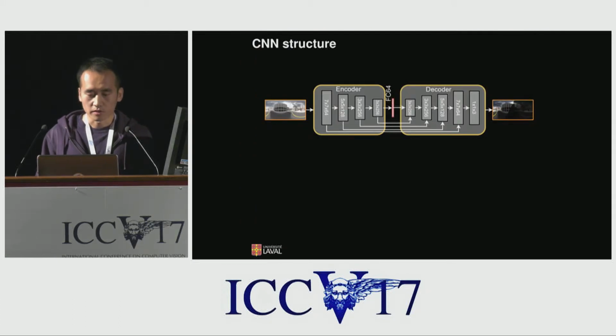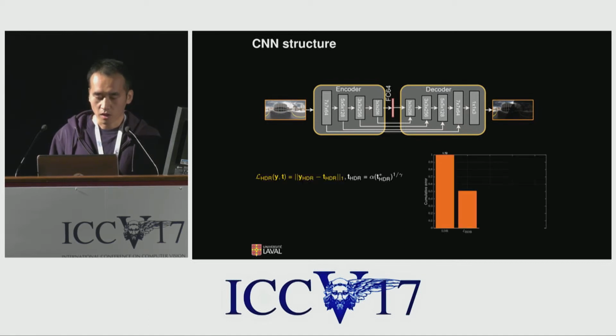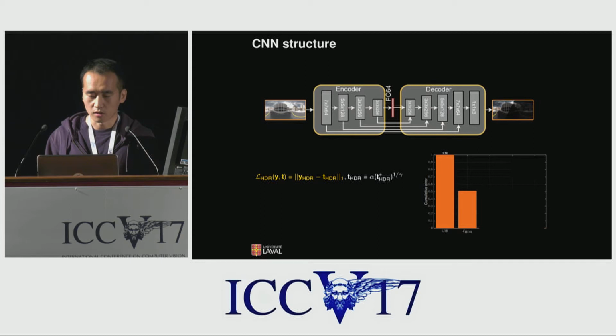Our network contains 2 main parts, the encoder and the decoder. The encoder compresses the LDR image into a latent vector. The decoder directly generates the HDR. There are skip links between the encoder and the decoder. Here we use the L1 norm to compare the images. The figure at the bottom shows the cumulative error. You can find more detail in our paper.